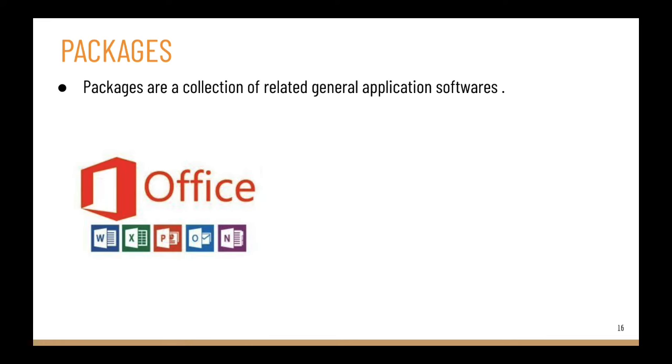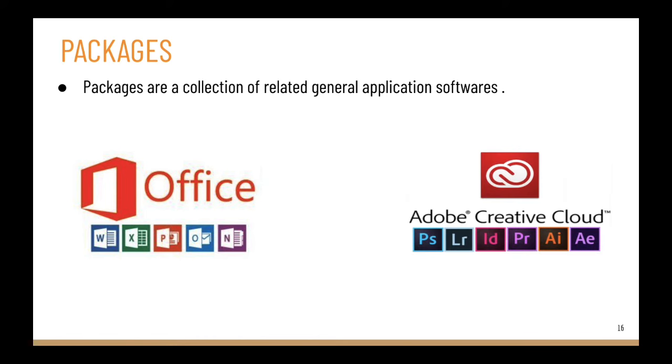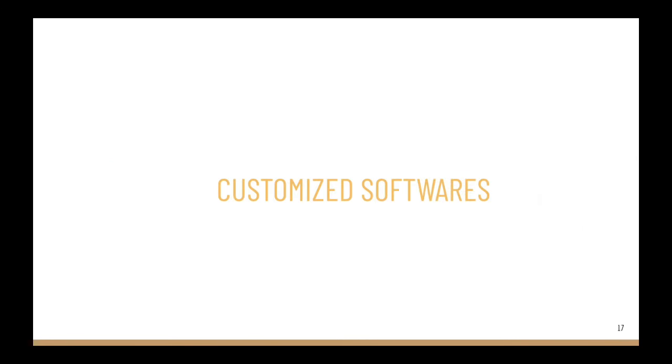For example, if I purchase the Microsoft Office package, I'll be getting these softwares. Similarly, there is a package from Adobe also. If I purchase the package of Adobe, I'll be getting Photoshop, Lightroom, Premiere Pro, and all these things. Okay. Next, let's go to customized software.